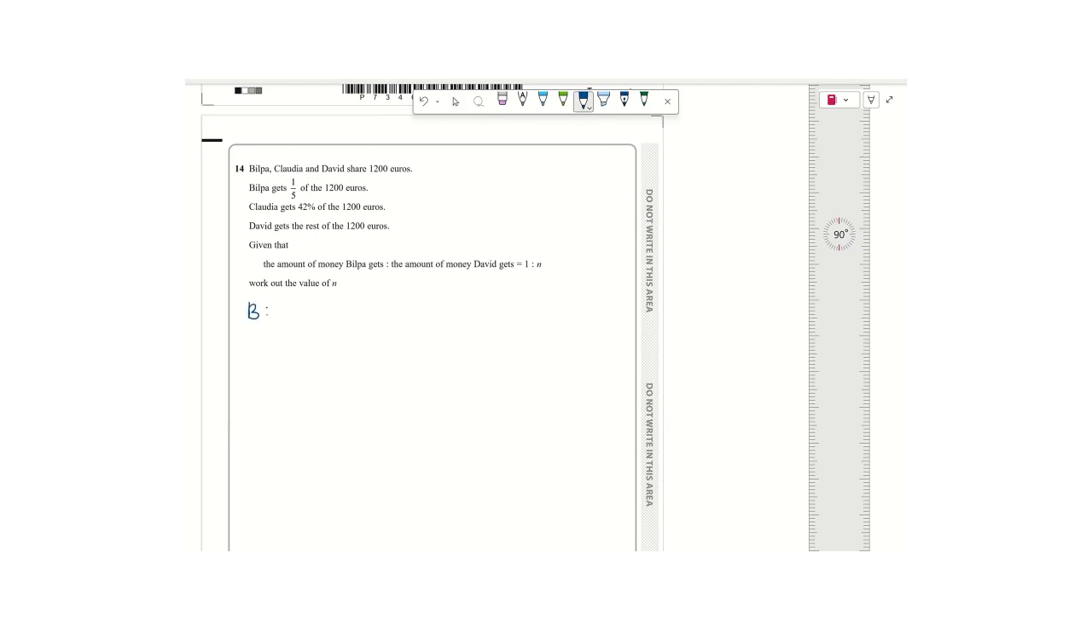So Bilper gets 1/5 of the 1,200. So we do that on our calculator using our fraction button, and they get 240 euros. Claudia gets 42%. So again, you can just use your percentage button on your calculator, and Claudia gets 504. So to work out what David has, he has the 1,200, take away the amounts that the other two have, which gives him 456.